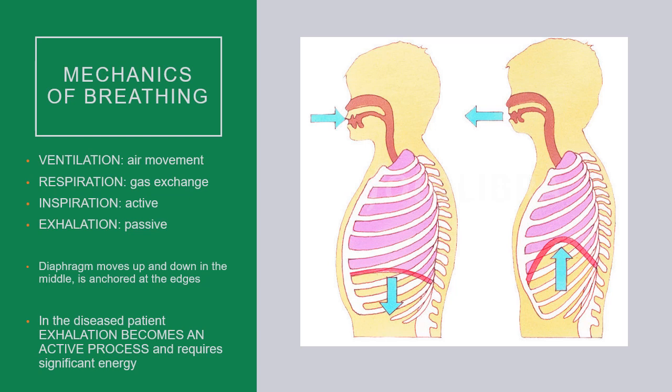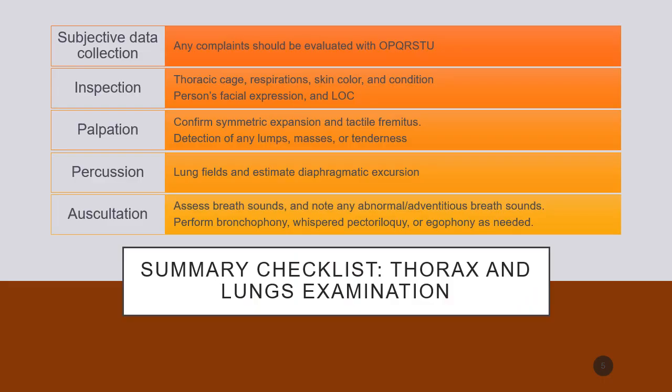In the diseased patient, exhalation becomes an active process and requires significant energy to exhale. So patients who have end-stage lung disease, such as COPD and emphysema, require additional energy to exhale, and that's why at the end they become very cachectic. They don't have enough energy to both breathe and eat, and so they spend all of their energy breathing, obviously, and lose weight and can't eat.